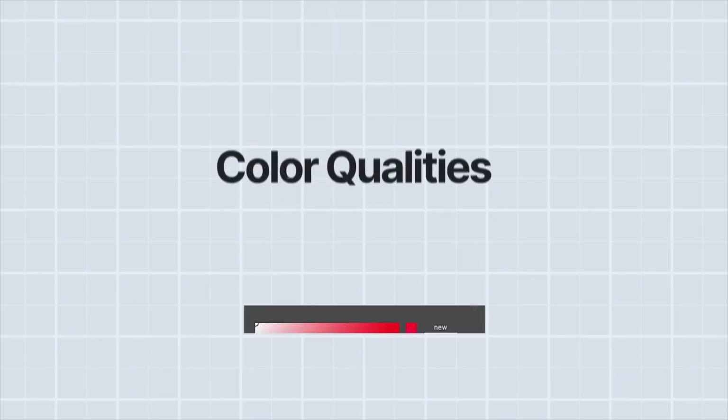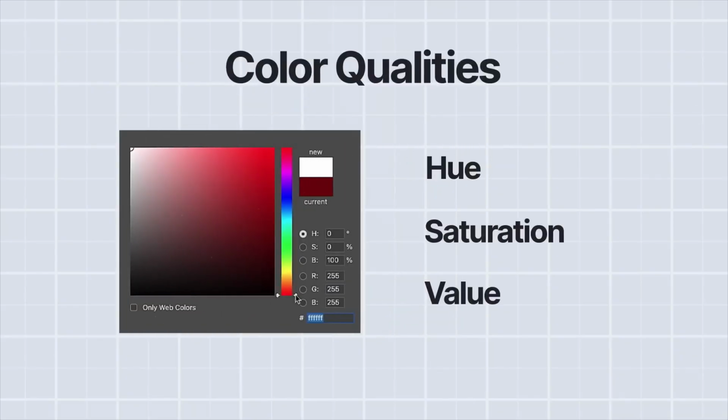Now let's take a look at color qualities. That would be hue, saturation, and value. Hue is any color on the color wheel. It is another word for color, while saturation is the intensity or the purity of the color. So this controls if we want the color to look more saturated, meaning vibrant, or desaturated, meaning dull.